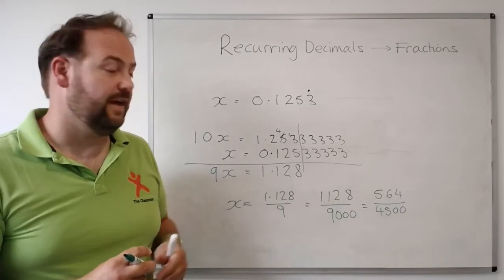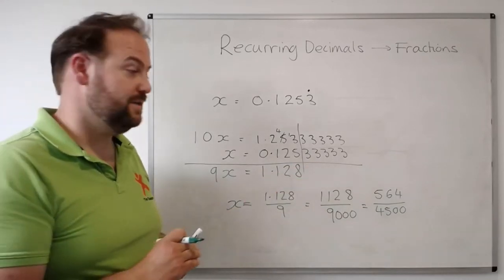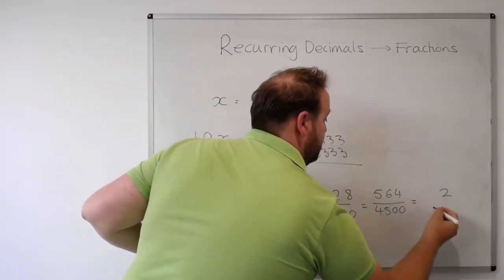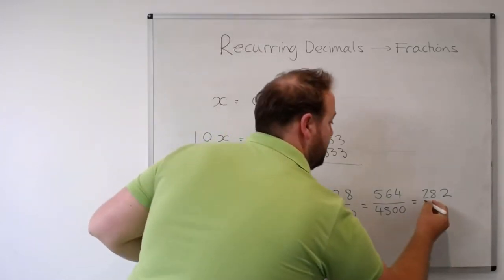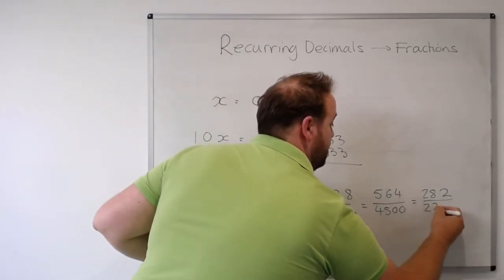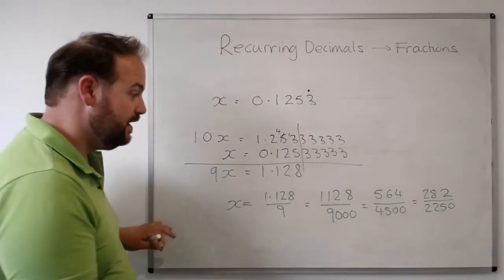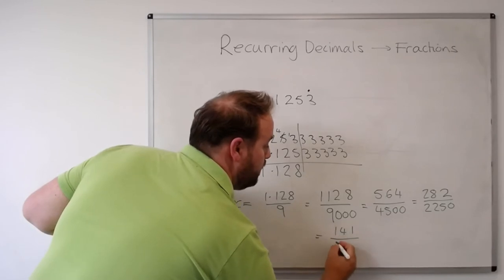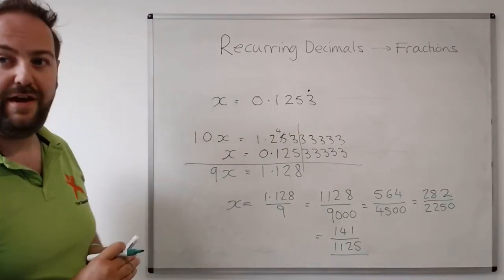Again, that is an even number on the numerator and the denominator. They can both be divided by 2. That will give us a 2 at the end here and a 28 there, 282 over 2,250. It's going to keep going, so both even. 141 over 1125. Hopefully we have finished there.